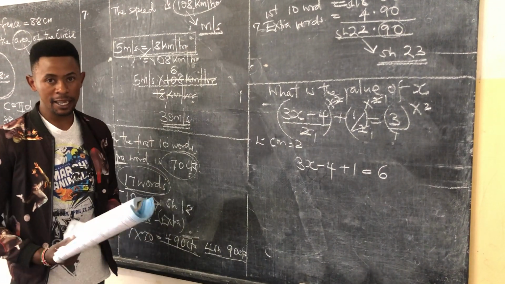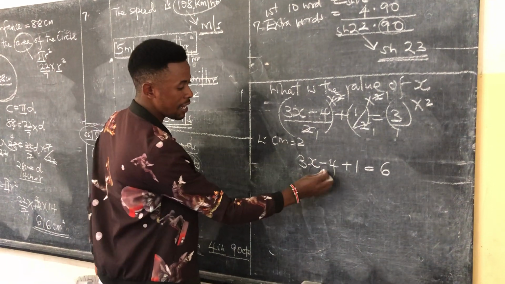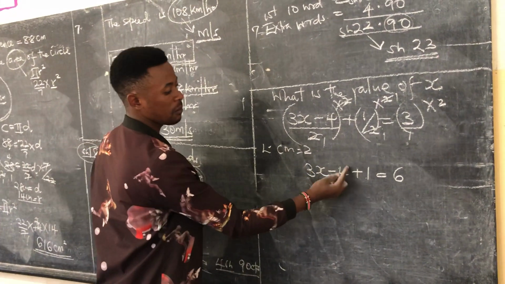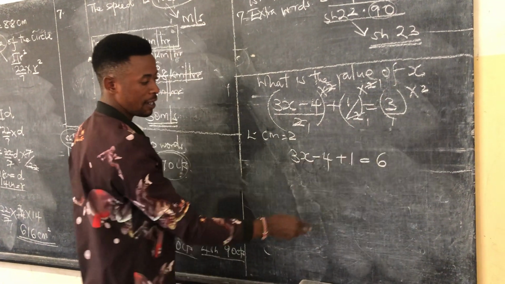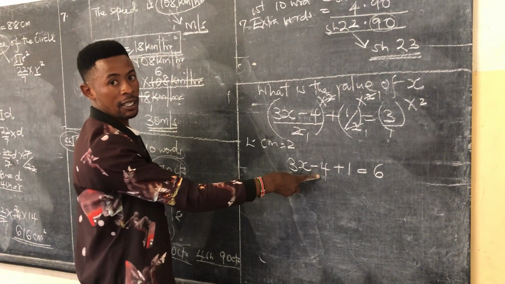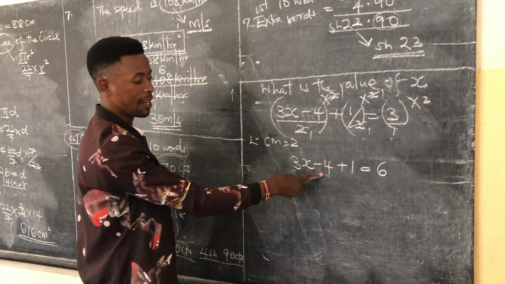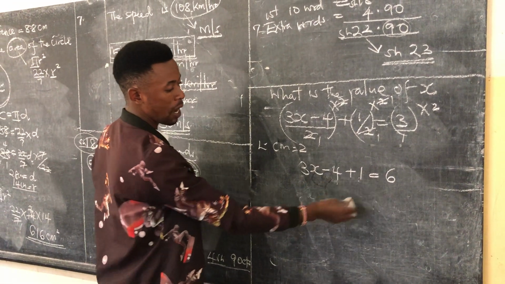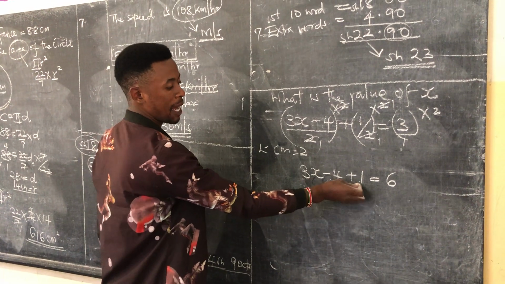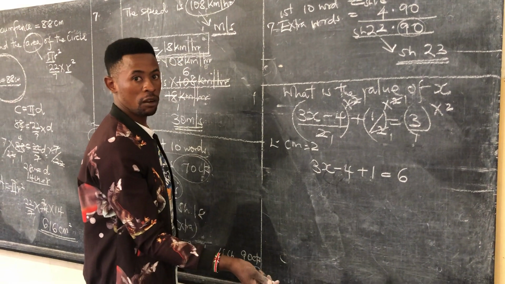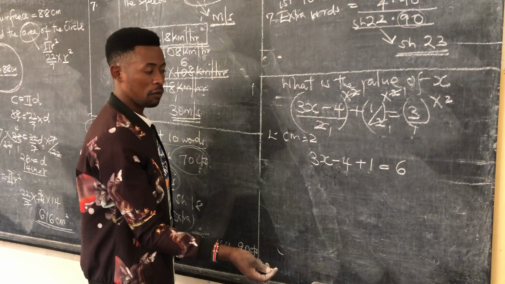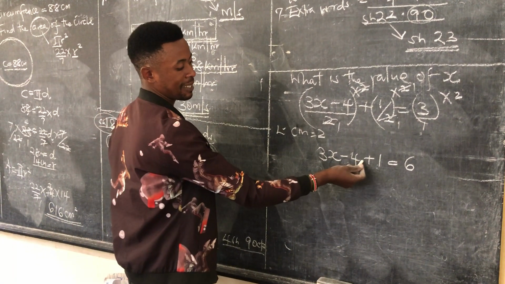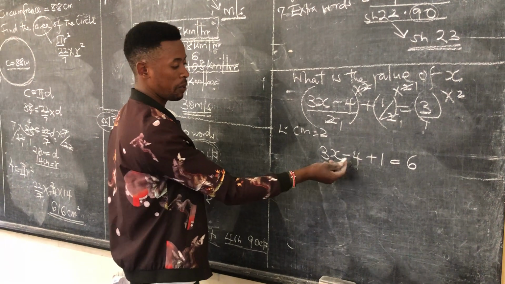Now, we collect the like terms together. So this is 3x minus 4 plus 1. You can shift them to the other side, or first work out, get a common answer here. So this will be 3x, minus 4 plus 1. I've taught you the ideology of the money. So this will be minus 3. This will be minus 3.